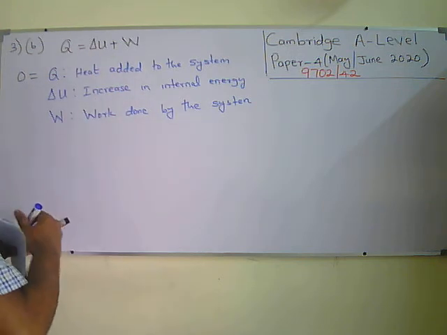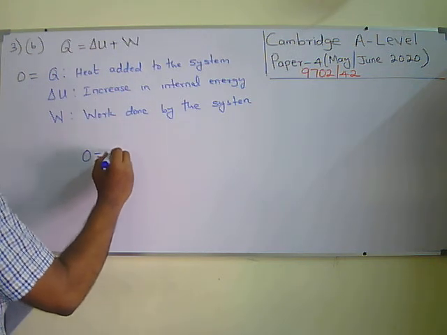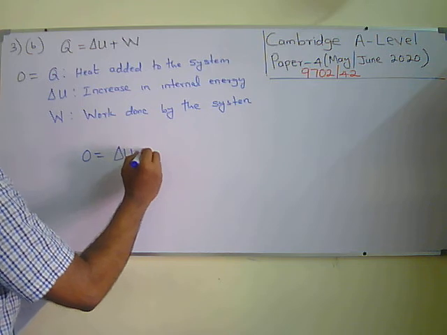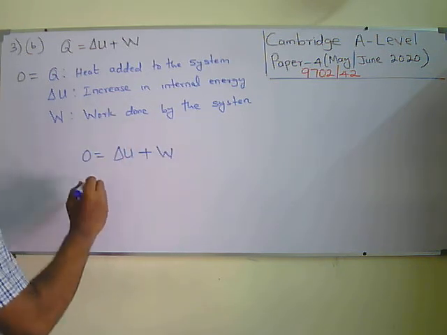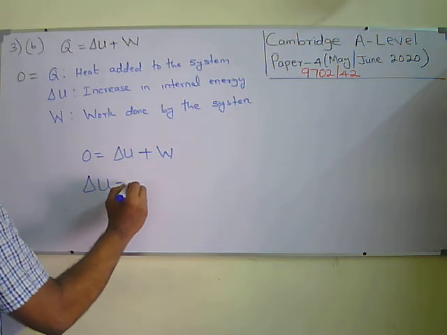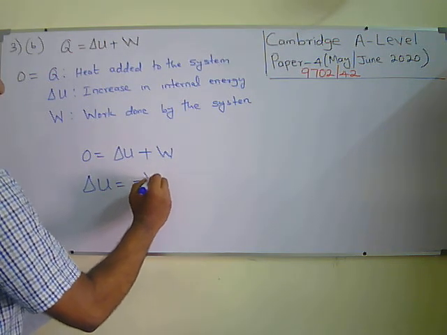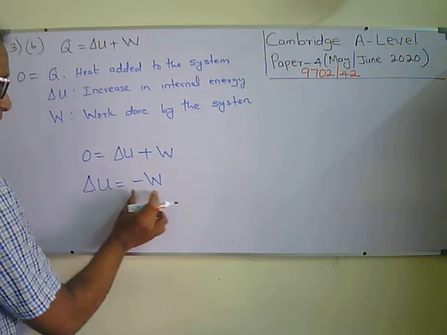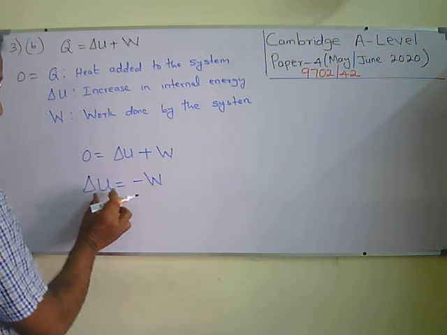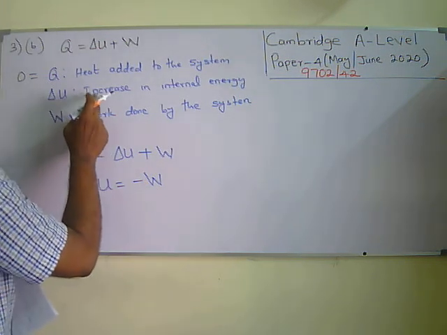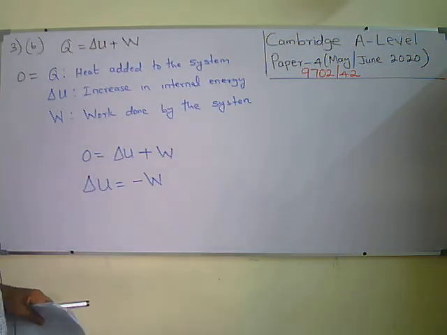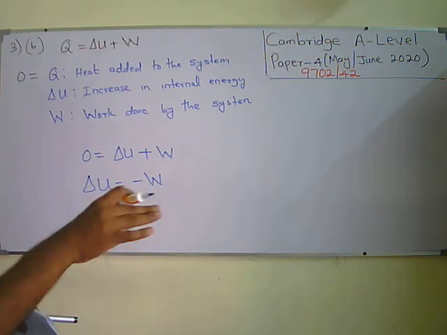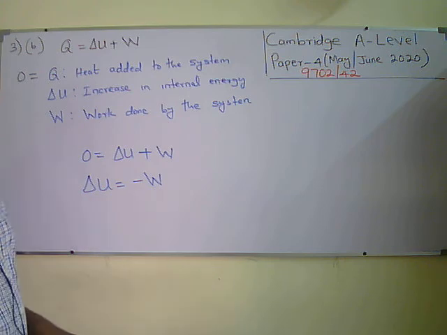So when you substitute here, 0 equals delta U plus W. W is a positive quantity. When I bring it to the left, you will get delta U is going to be a negative quantity. So delta U is getting a negative value. Positive value means increase in internal energy. Negative value means decrease in internal energy. So internal energy is decreasing when the gas is expanding.